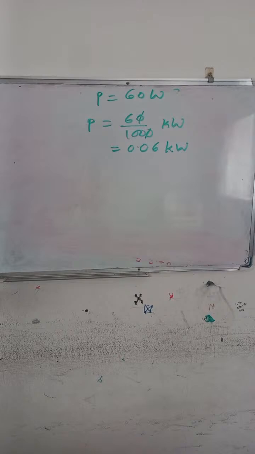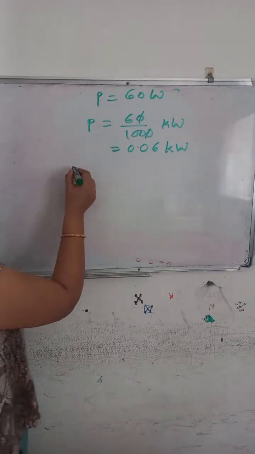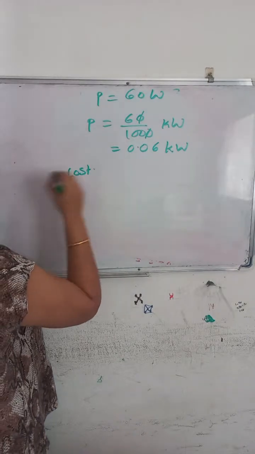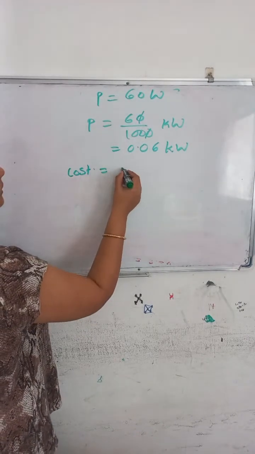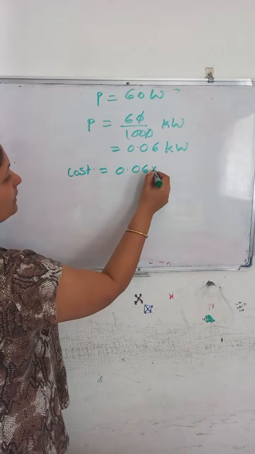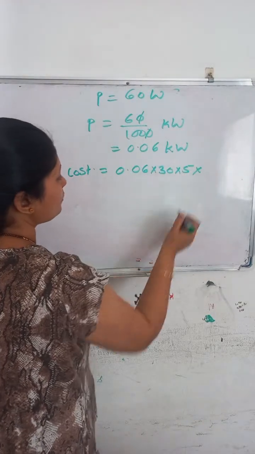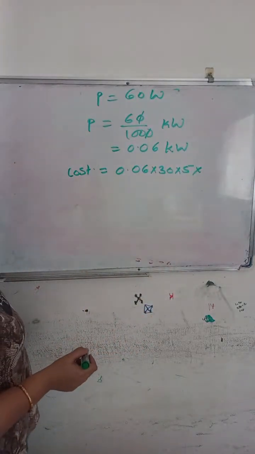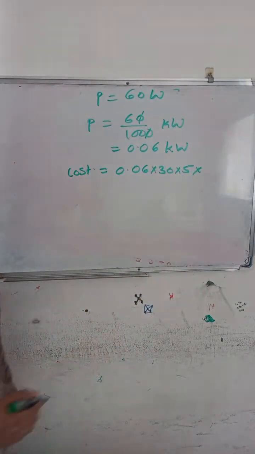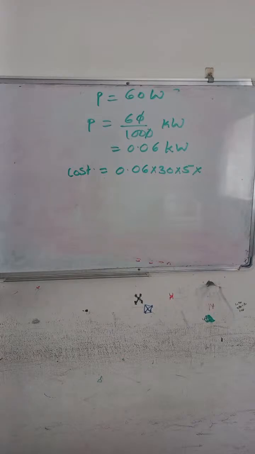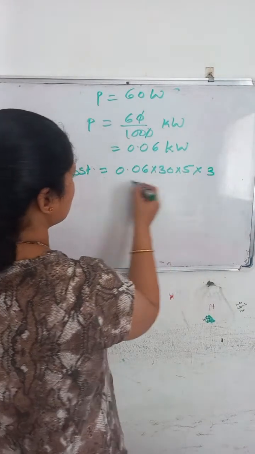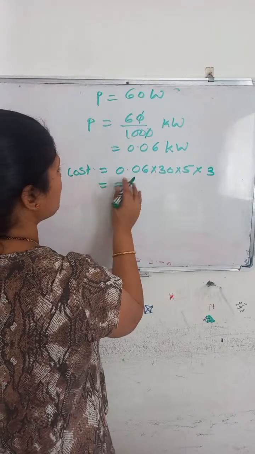Once you get this power, they are saying 5 hours a day, 30 days, and 3 rupees per unit. So the total cost is equal to this power multiplied by the number of hours we are consuming and the number of days, and the cost is 3 rupees, no? Do this, check the calculation with me.